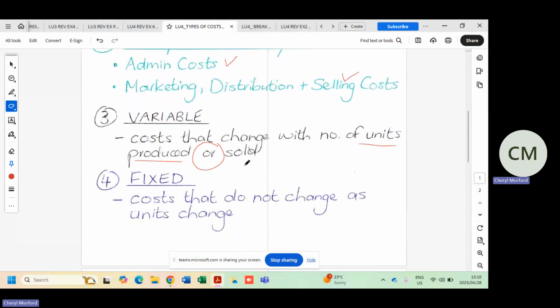What then is a fixed cost? It is one that is not related to the level of production. So they are fixed and they do not change as units produced or sold change. So basically, it's not really a production cost. So if your units are 0, you still have a level of cost. And those costs remain at the same level irrespective of any change in the level of activity.